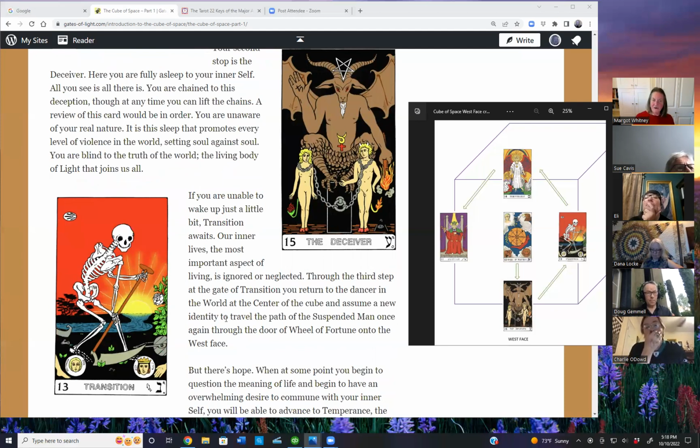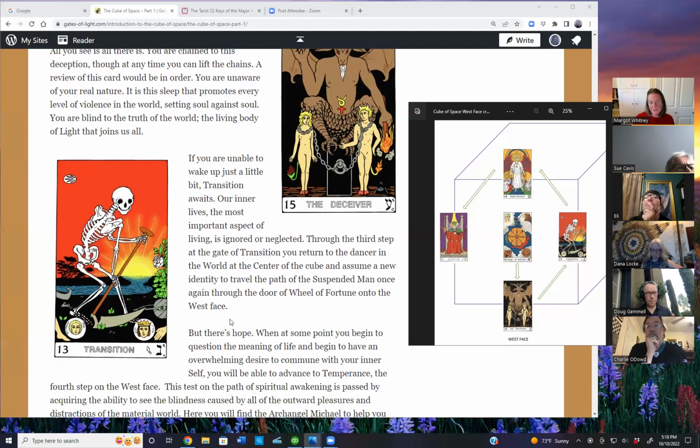Oh, joy. Our inner lives, the most important aspect of living, are ignored or neglected. Through the third step at the gate of transition, you return to the dancer in the world at the center. So remember this one. The world at the center, there it is. You return there and assume a new identity to travel the path of the suspended man once again through the door of the Wheel of Fortune onto the west face.